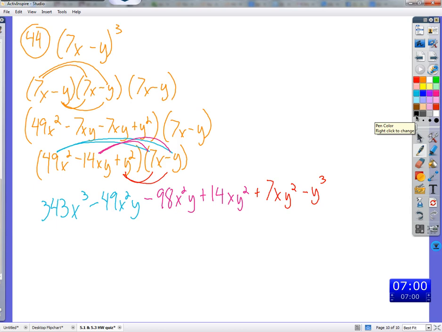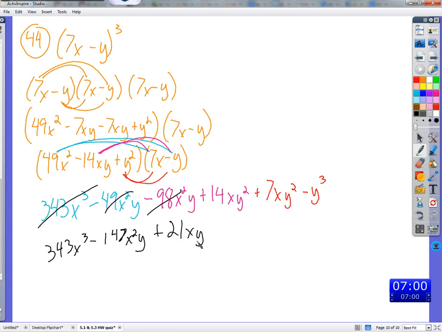There's only one x cubed term, 343x cubed. And then these two are like terms, right? They both have an x squared times y, they're the exact same kind of thing. So negative one. Okay, hope that's right. Here's an xy squared and an xy squared. They're the same thing. We can put those together. So 14 plus 7 is 21xy squared. And then finally, the only y cubed. So minus y cubed.